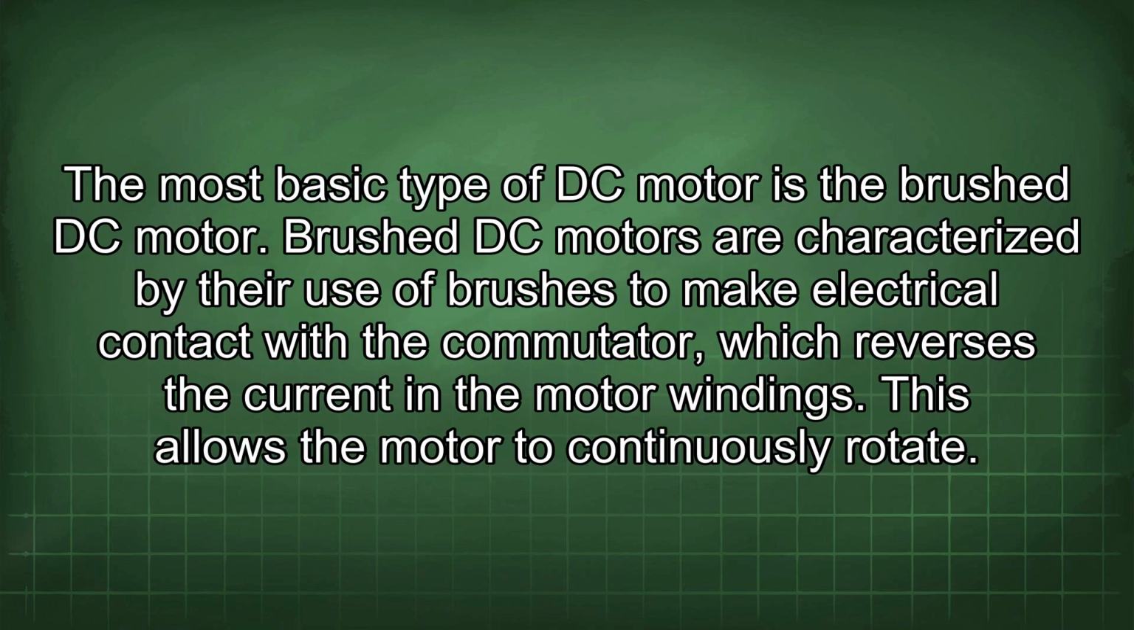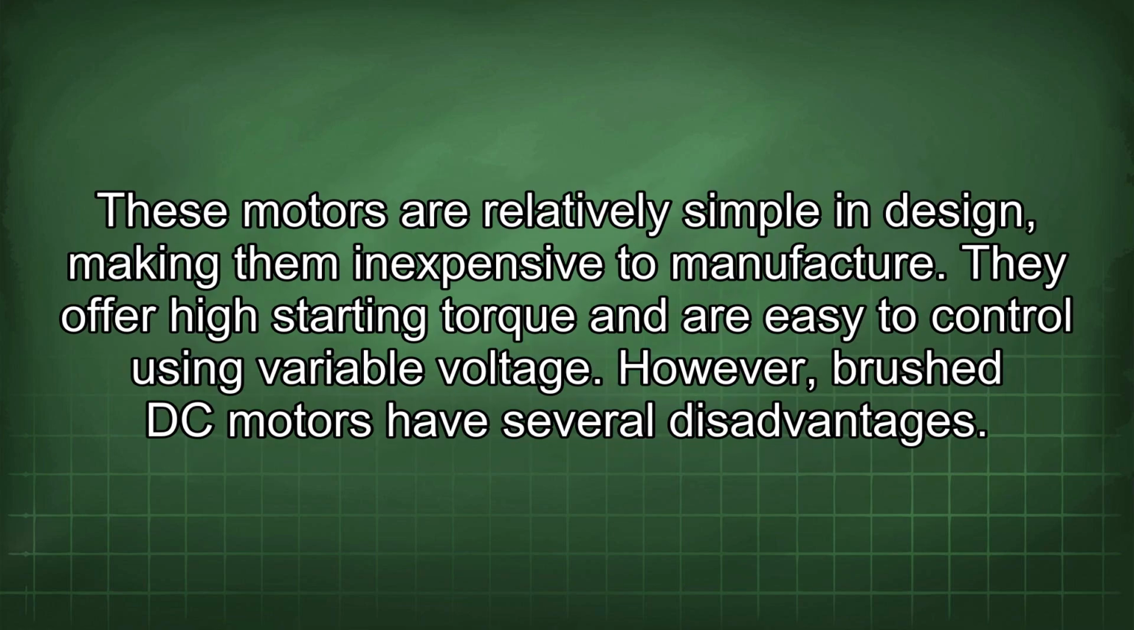The most basic type of DC motor is the brushed DC motor. Brushed DC motors are characterized by their use of brushes to make electrical contact with the commutator, which reverses the current in the motor windings. This allows the motor to continuously rotate. These motors are relatively simple in design, making them inexpensive to manufacture. They offer high starting torque and are easy to control using variable voltage.